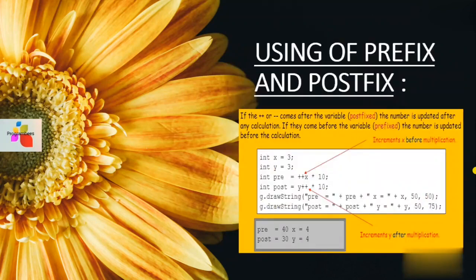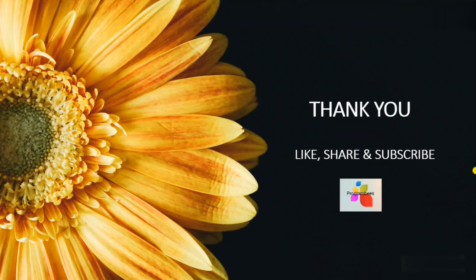In case of prefix, you can see here plus plus x into 10, where the value of x is 3 and y is 3. So we increment the value of x by 1, then multiply it, so it will be 4 into 10 is 40. Again, y plus plus means the value will be used before the increment. So 3 into 10 will be 30. In this way increment, prefix and postfix work. Same goes for decrement.